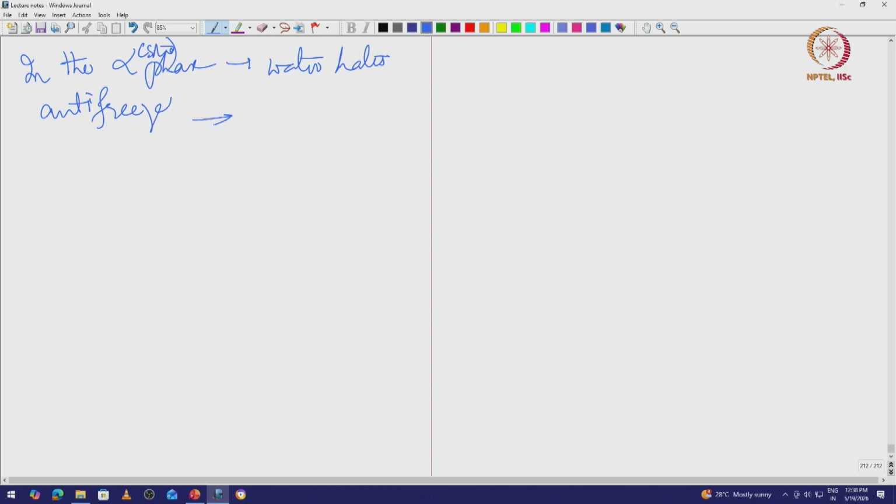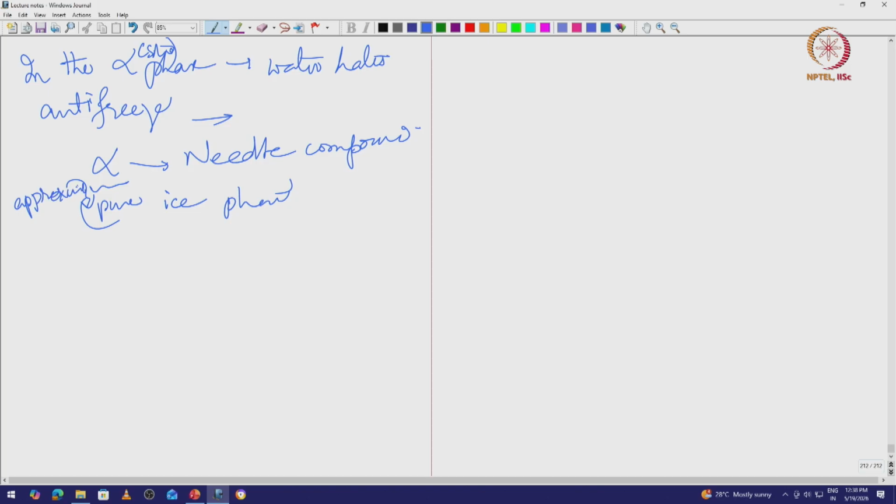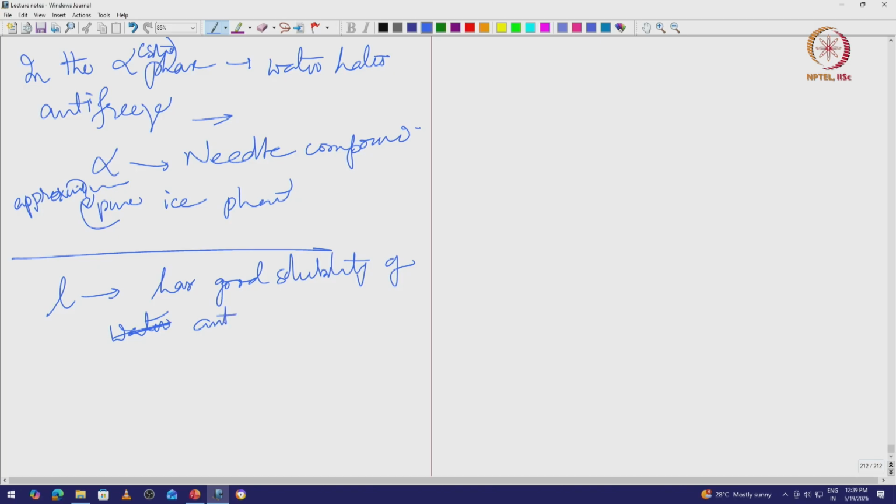So as a result alpha is a needle compound. There is no solubility of antifreeze in water in the alpha phase, right. So the alpha phase is almost a pure ice phase. You can approximate the alpha phase to be a pure ice phase, okay. Whereas the liquid phase has good solubility of antifreeze in water.